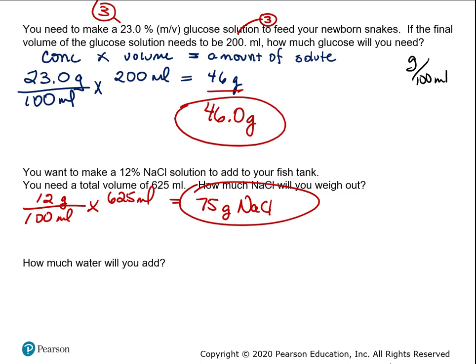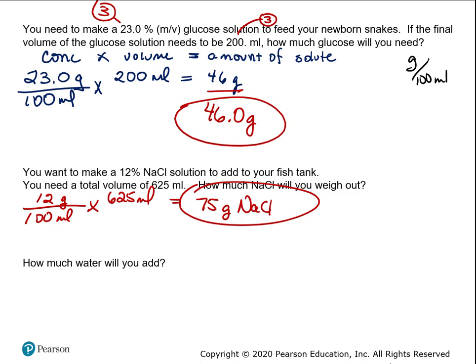I did have one person fill it up to 100 and say, okay, I got 100. And I said, well wait, have you added the salt yet? And they said, no. And I'm like, well, what's going to happen when you add the salt? The volume is going to go over 100, and then it wouldn't be the right concentration. So the same thing here. You don't know how much water. You only know that you add enough water to make the total volume 625 milliliters.